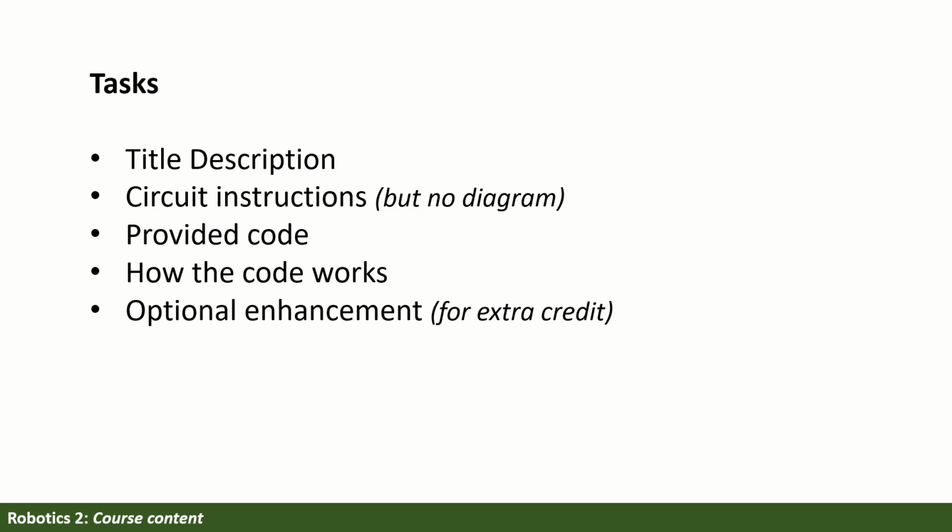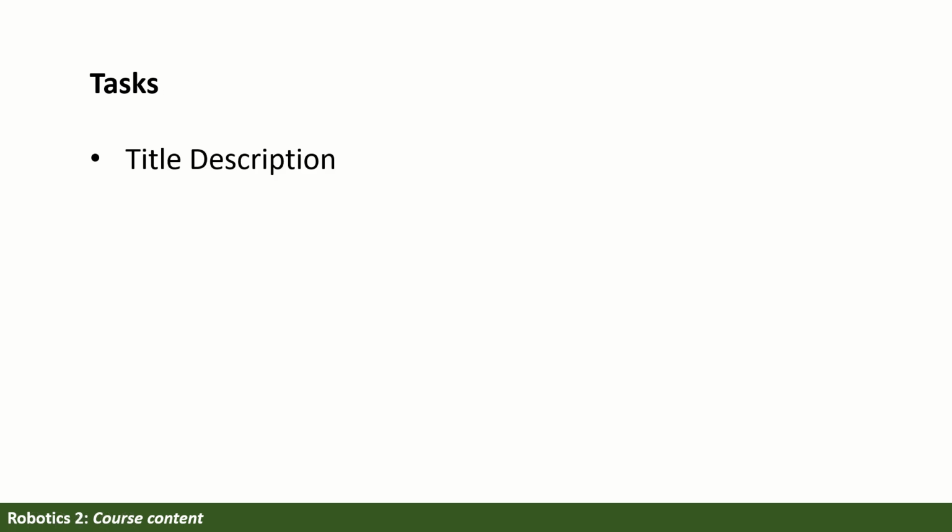It's just some parts are removed to improve the challenge or the difficulty level. So there will be circuit instructions, but there will be no circuit diagrams. And there is a section in the last part for optional enhancements. That means you can do this or you can ignore this, but if you accomplish them, you can get extra credit, or your group can get extra credit.